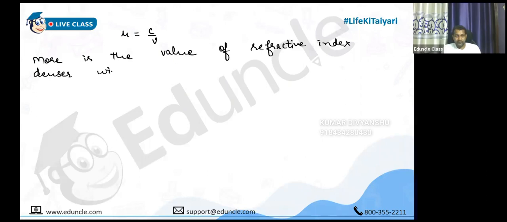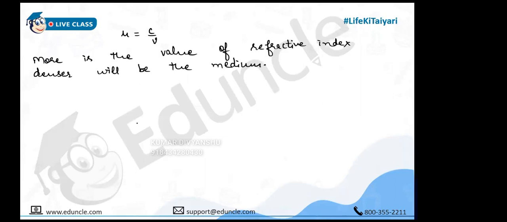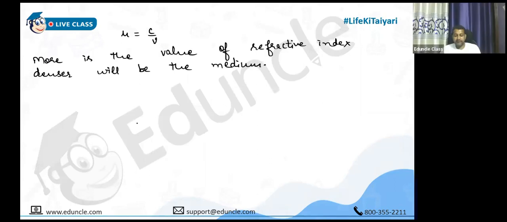Denser will be the medium. And if the medium gets denser, then the velocity will reduce. If mu is more, then v will be less. You can see they share the inverse relation. Clear?